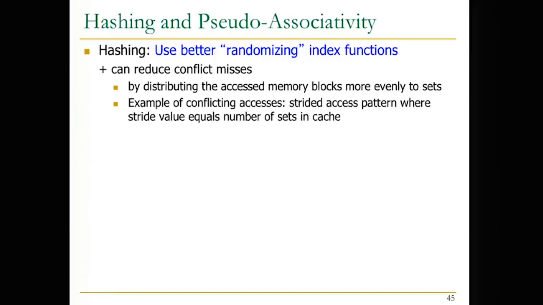So what is an example of conflict magnets? You have a strided access pattern where the stride value equals the number of sets in the cache. This is how I like to think about that. Let's say you have 512 sets in the cache, and it's direct mapped. And your stride is 512. So you're accessing block address A, A plus 512, A plus 1024, A plus 1536. You may have 512 sets in the cache, but you're really using only one set. Everything is mapping to that one set.